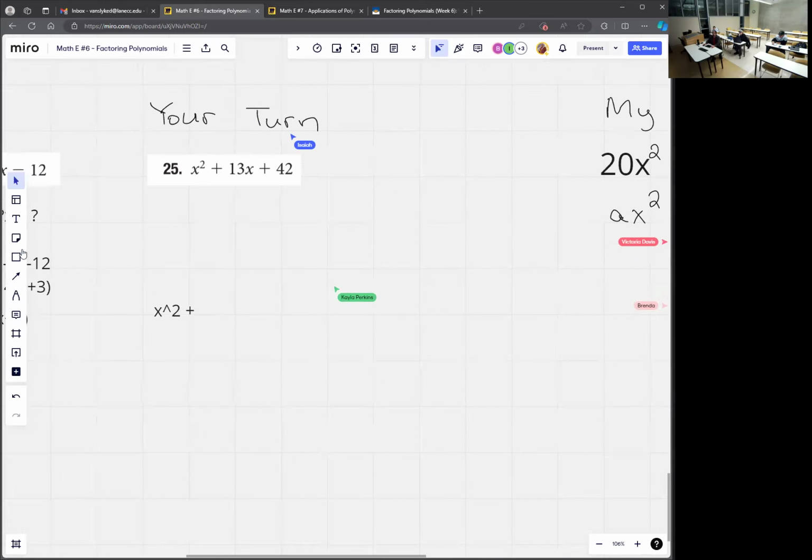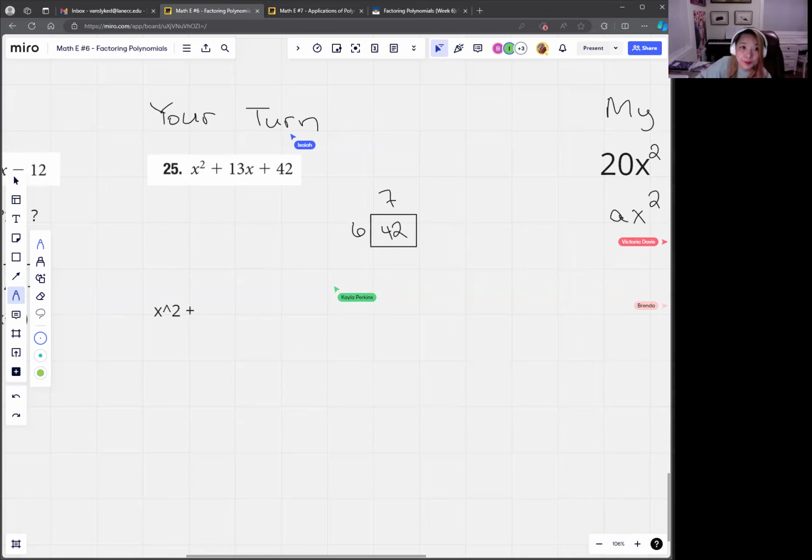So we had a little rectangle. And you noticed that if it was six and seven, those multiply to 42. They add up to 13. That's what we want. And they multiply to 42, which is 1 times 42, because there's a 1 hiding there. Everyone okay with that?